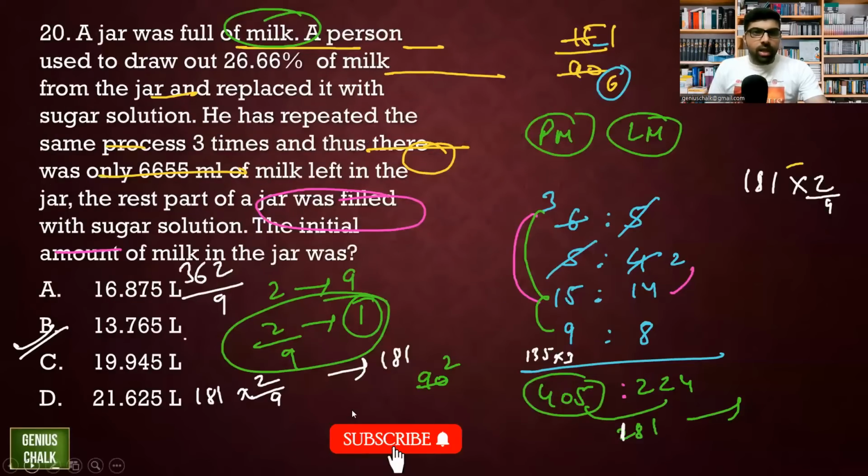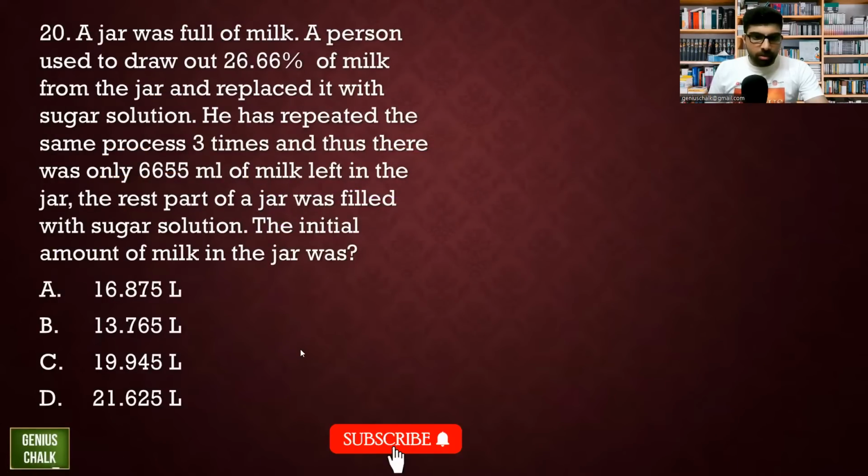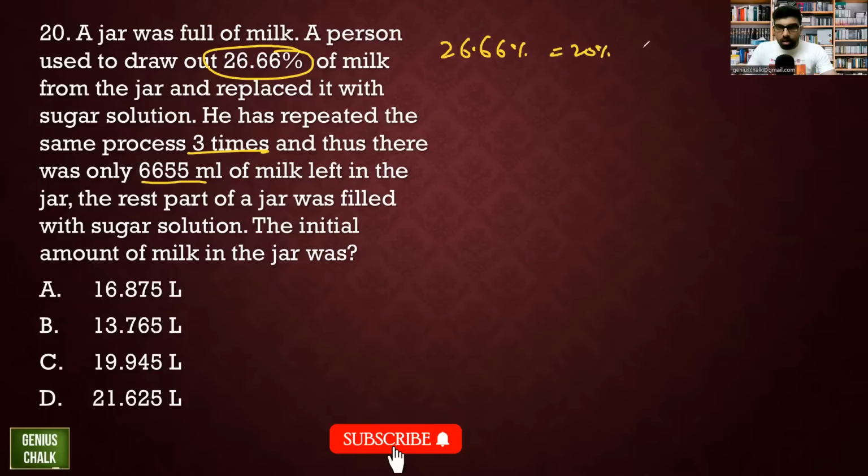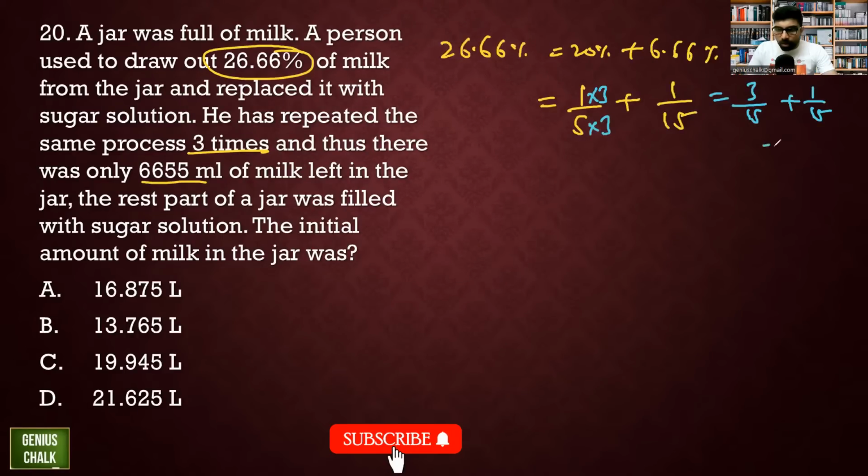Next one, jar full of milk replaced with 26.66% of milk, and this is happening 3 times. Yeah, and this is the left. Okay, fine, the same thing. So convert this 26.66%, that is 20% plus 6.66%. So 20% is 1 by 5, 6.6 is, please remember, it's 1 by 15. So I multiply this by 3, this also by 3. So this is becoming 3 by 15 plus 1 by 15. So this is 4 by 15. That means 15 original, 4 I am replacing it. So this is why I have done this.